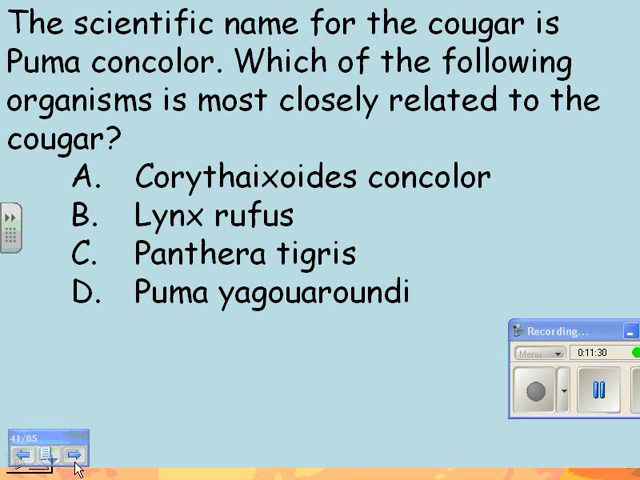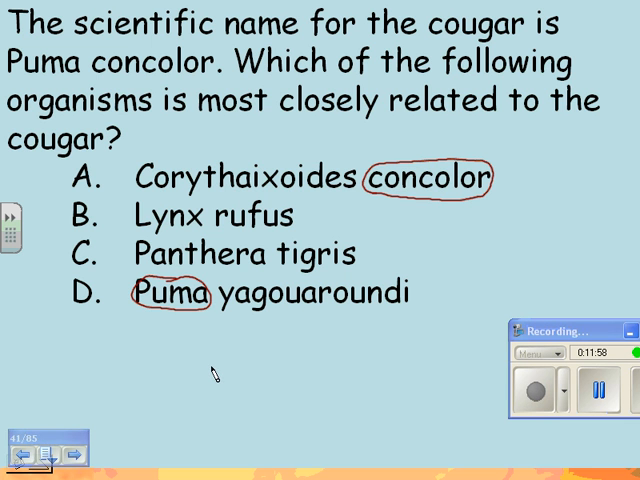The scientific name for a cougar is Puma concolor. Which of the following organisms is most closely related to the cougar? This one should be a slam dunk for you. Don't get this one wrong. None of them say exactly the same thing, Puma concolor here. This is actually, I shouldn't say slam dunk, this is a little bit tricky. Look at this. This one has the same species name, but this one has the same genus name.